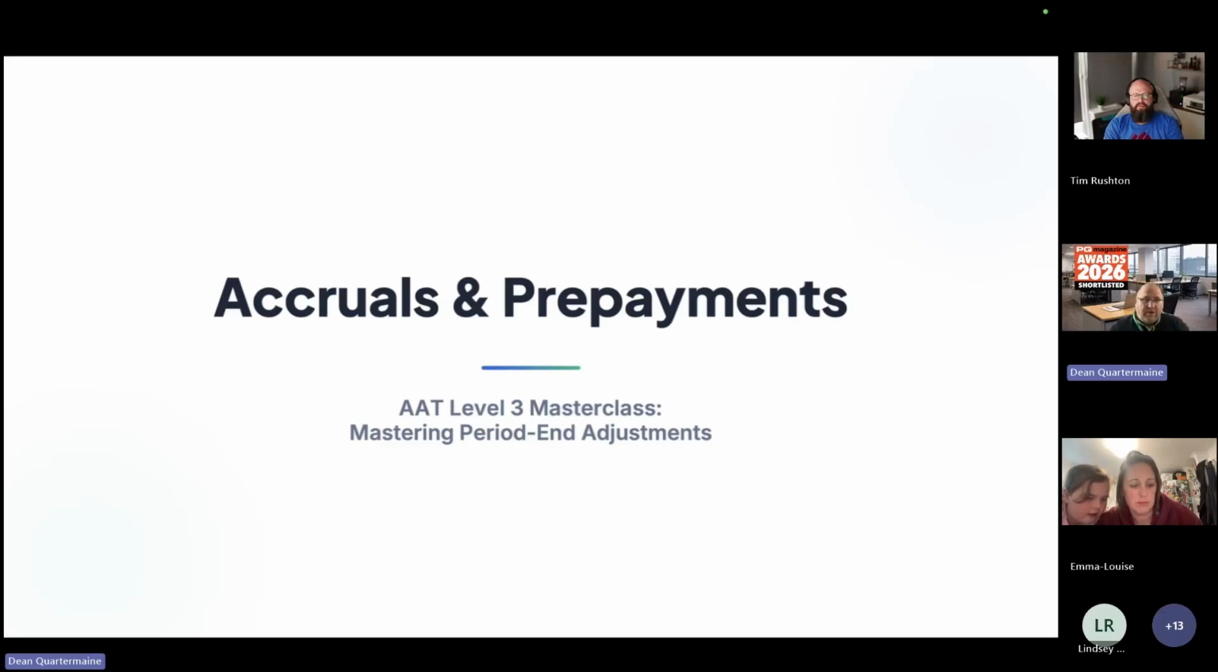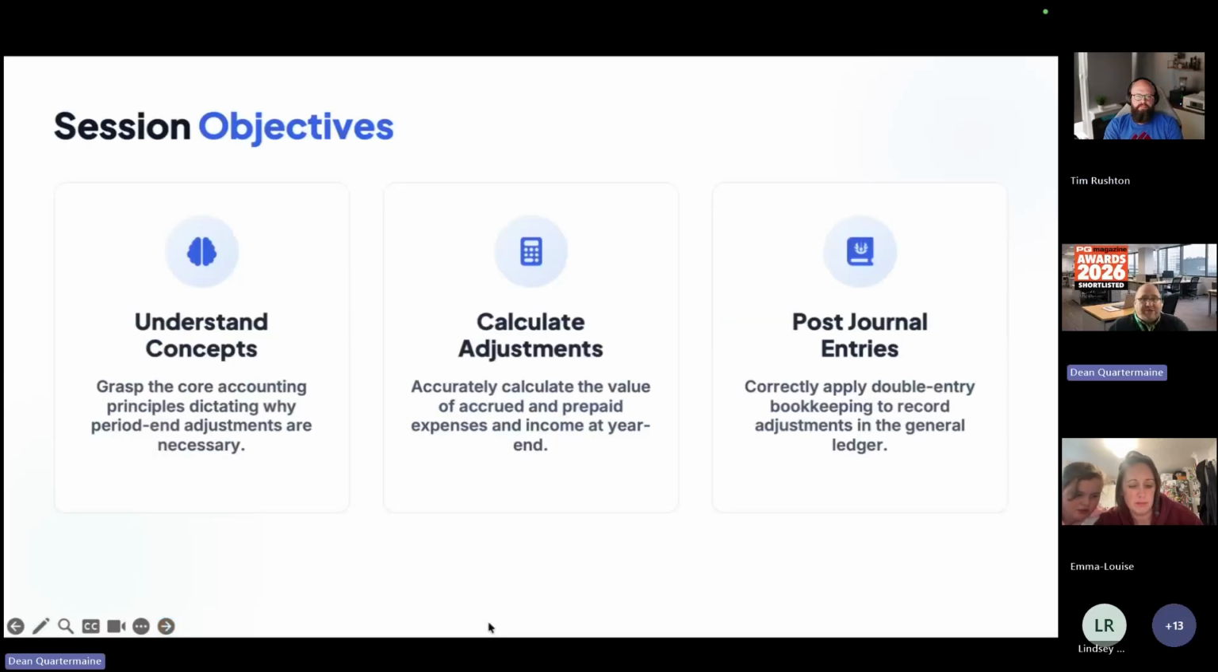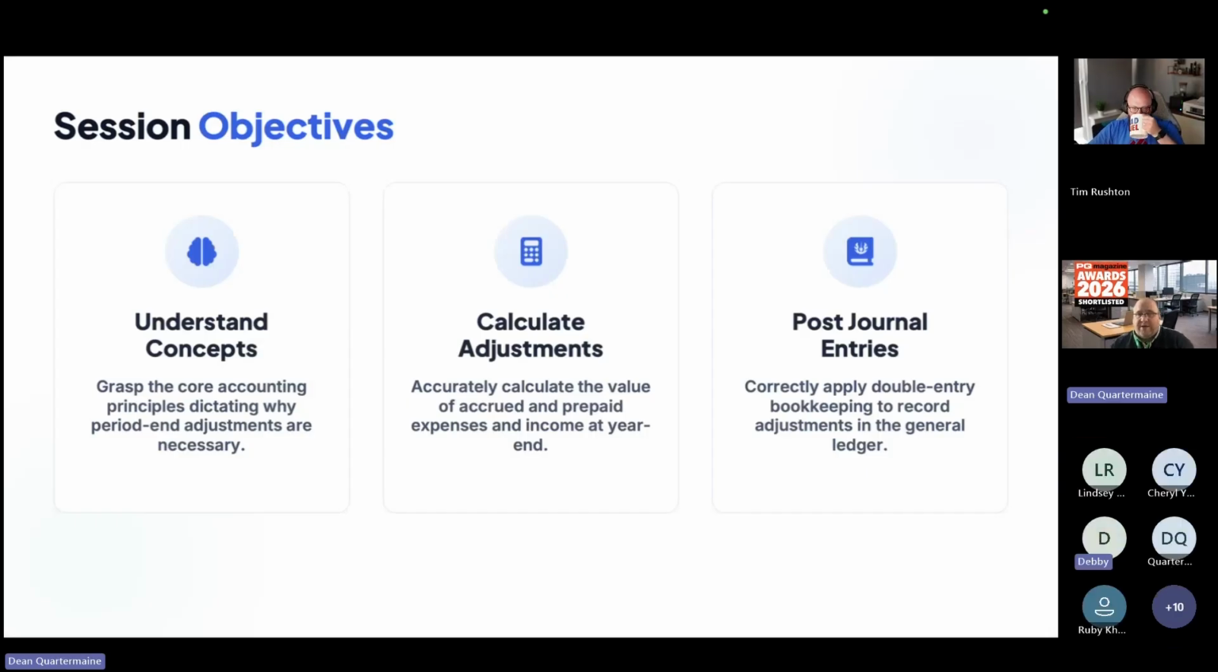So what are we going to attempt to cover? Understand the core concepts of accruals and prepayments and why they're necessary. So why these period end adjustments are necessary. Be able to calculate the value of the adjustments. So be able to accurately calculate value of both accrued and prepaid expenses and income.